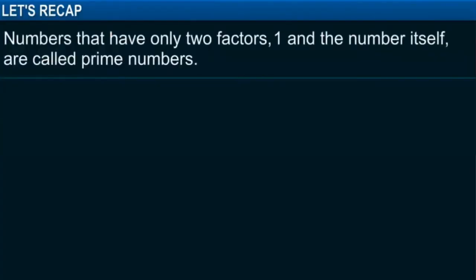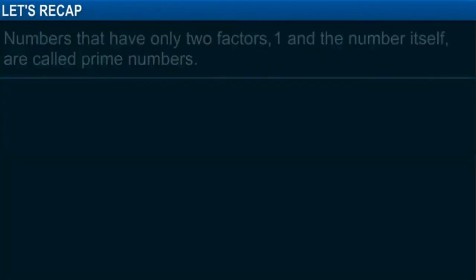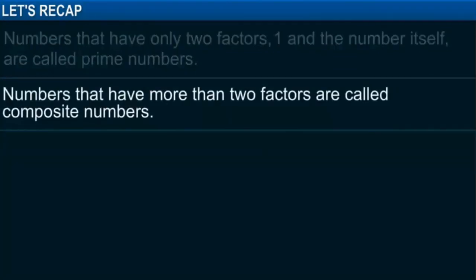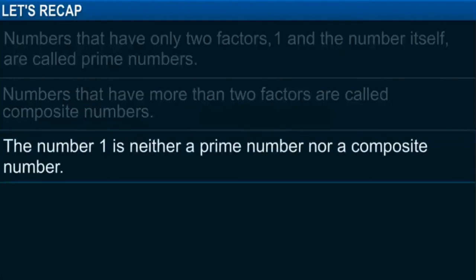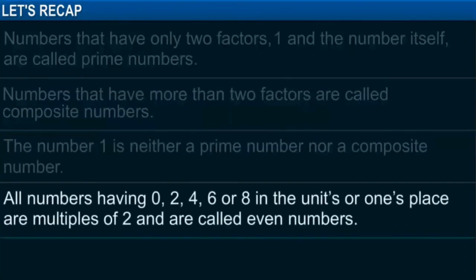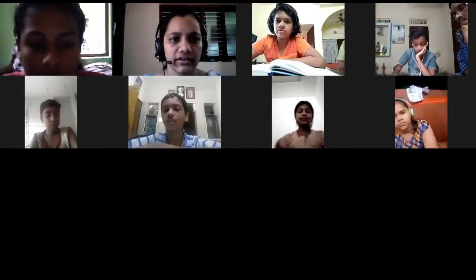Okay, now the recap. Numbers that have only two factors, 1 and the number itself, are called prime numbers. Numbers that have more than two factors are called composite numbers. The number 1 is neither a prime number nor a composite number. All numbers having 0, 2, 4. So I think we can wind up for today.